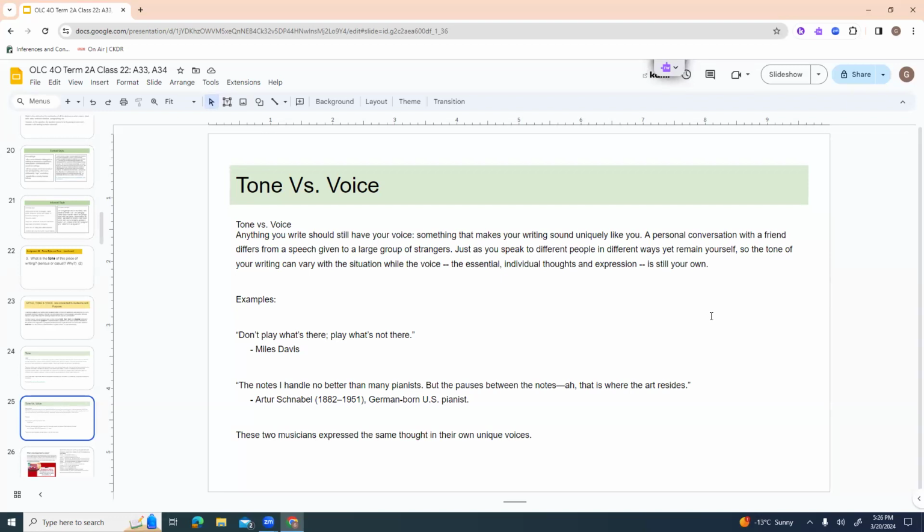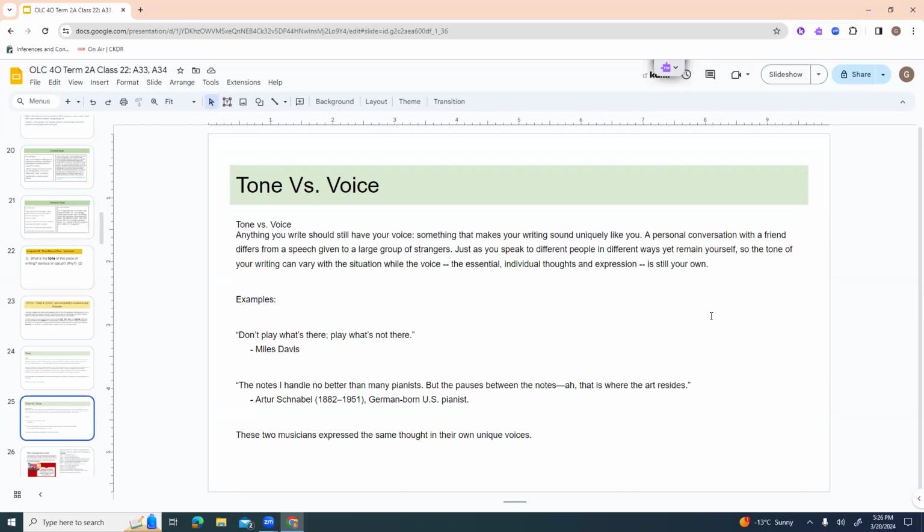So here's an example of how two different artists conveyed the same concept about not notes, but the space between notes. Miles Davis says, "Don't play what's there, play what's not there." And then Arthur Schnabel, who's a pianist, writes, "The notes I handle no better than many pianists, but the pauses between the notes, that is where the art resides."